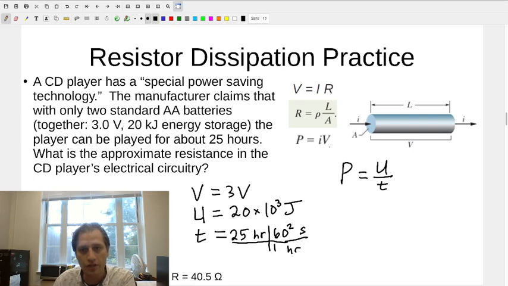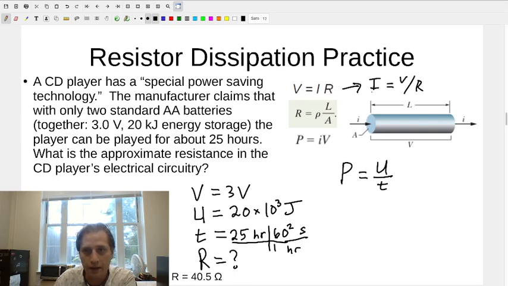So my U over T is going to equal IV, but I want to find the resistance. That's what it's been asked. So I can go ahead now and rewrite this equation in terms of the resistance. How am I going to do that? Well, V equals IR, that's my Ohm's law. So I'm going to write my I in terms of V over R, and then stick that into my P.